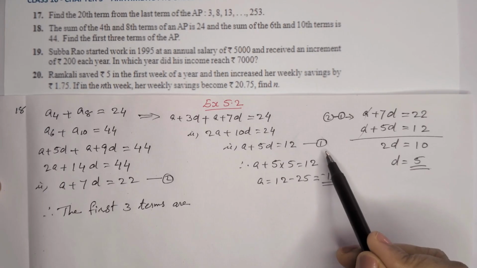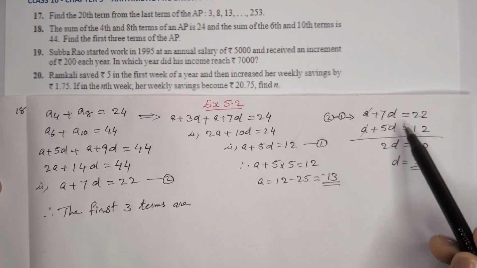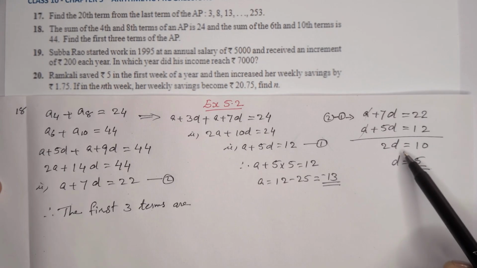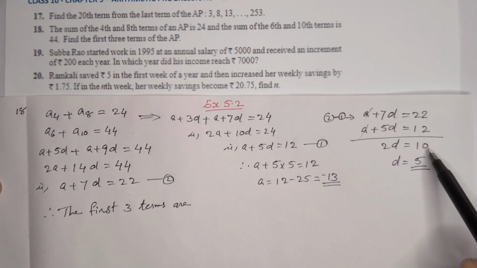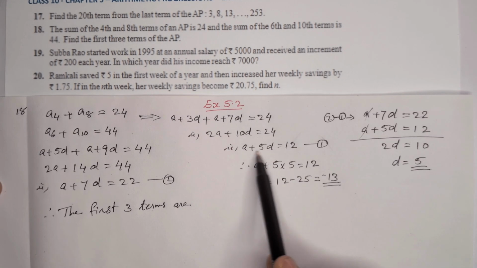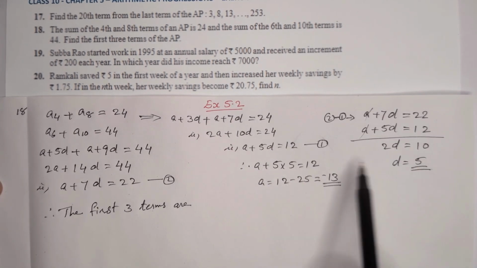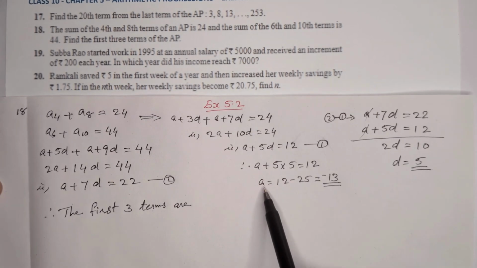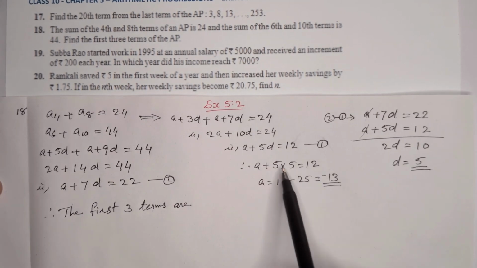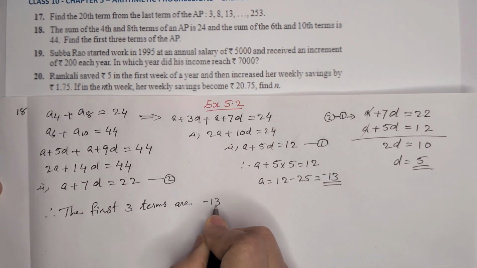Here, equation number 2 minus equation number 1, a will cancel, then 7d minus 5d, that is 2d, is equal to 22 minus 12, 10. Then d is equal to 10 by 2, 5. Put that value in equation 1: a plus 5 into 5 is equal to 12, which means a is equal to 12 minus 25, is equal to minus 13. So we got the first term as minus 13.